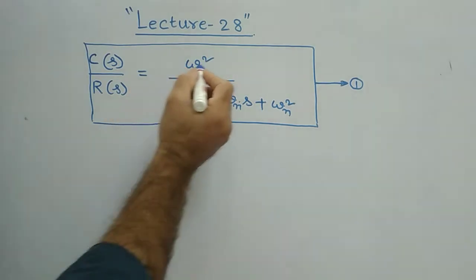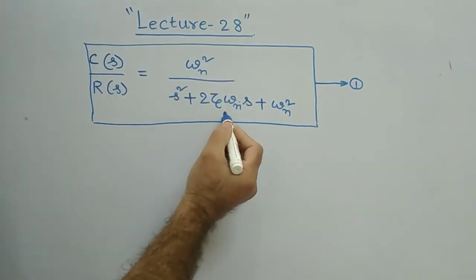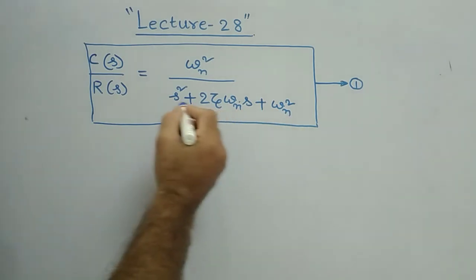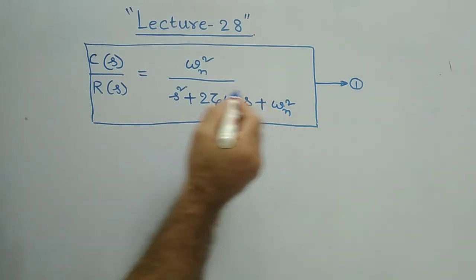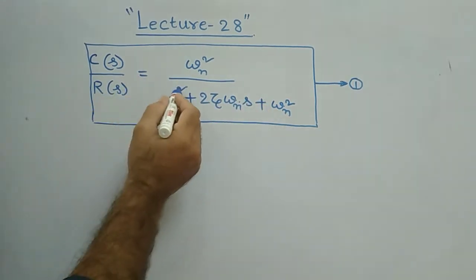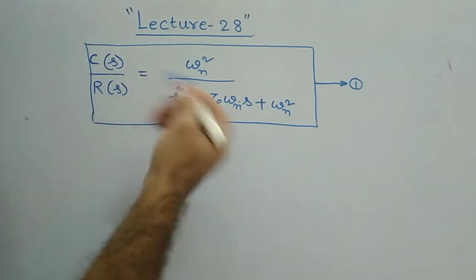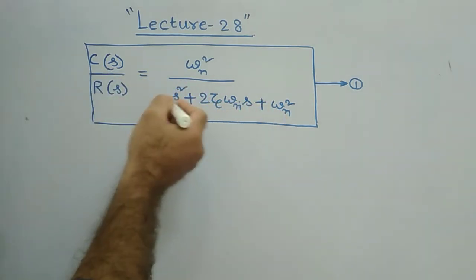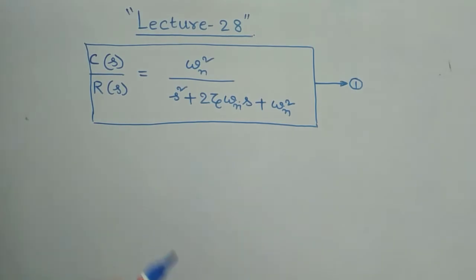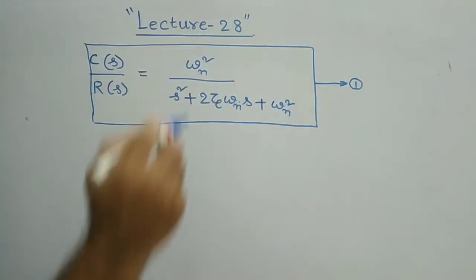This is the numerator, this is the denominator. In the denominator, the power of S is equal to 2, that is the square. That is why it is called a second order system.